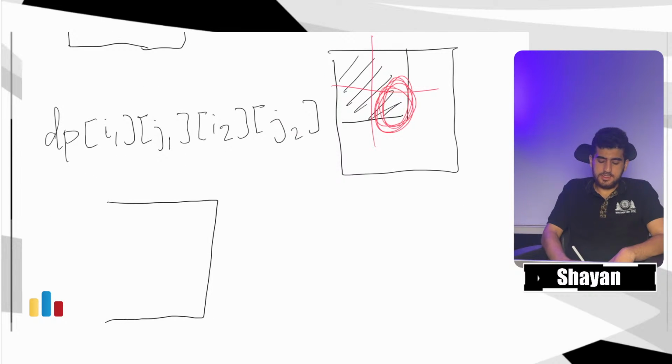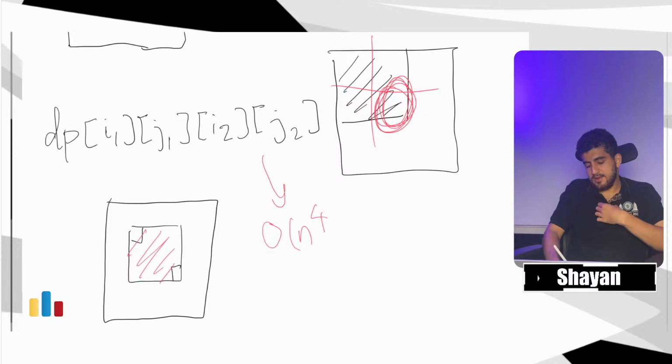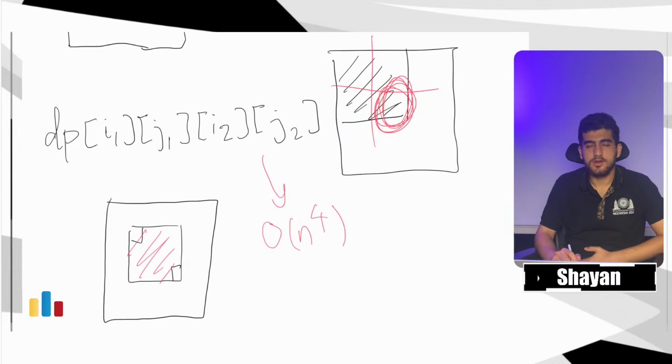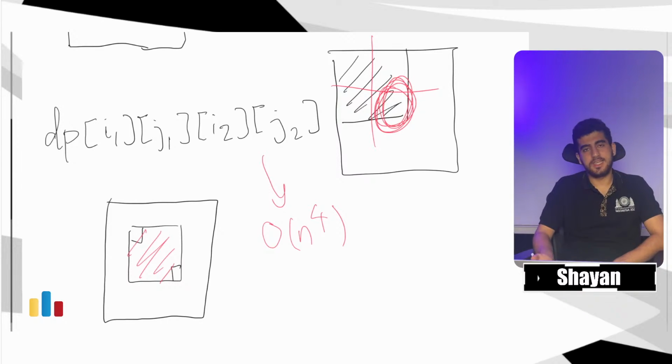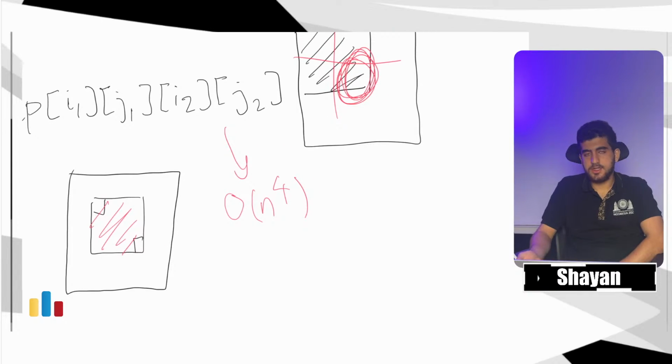So what does this dp say? As you said, it's going to say what the answer is in the subgrid starting from the cell i1, j1 and ending at cell i2, j2. So for any subgrid, we're going to solve the problem. And this is going to be n to the power of 4 states for our dp. So this is going to be our dp of i1, j1, i2, and j2. Now the question is how can we solve this dp?